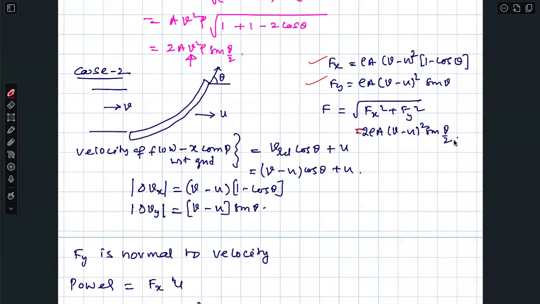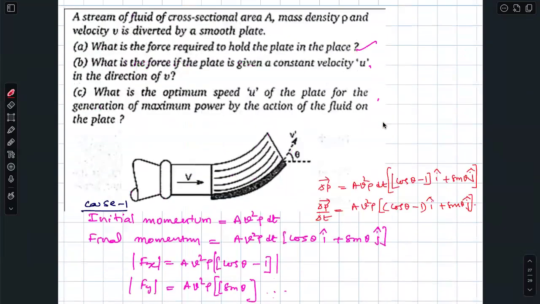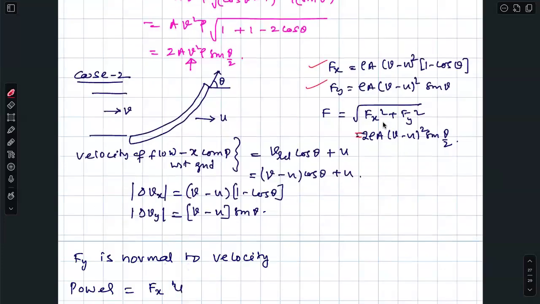Any doubt? Boys and girls, any doubt? I'm asking again. I have done the same question. The only difference is that in the place of V, I have written V relative square. Right. So what else do you want in this? What is the force? I have done the force. That's all.